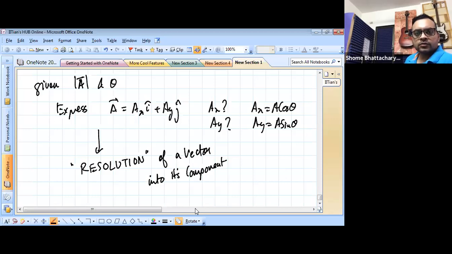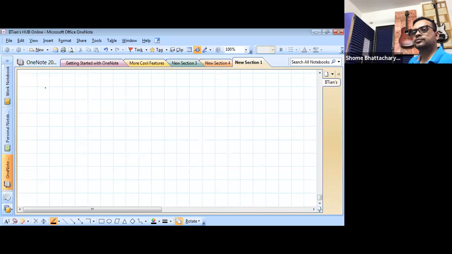All right, now just the last thing we'll see for today is that when we're doing addition of two vectors in component form, it becomes very easy. There's some internet issue happening.